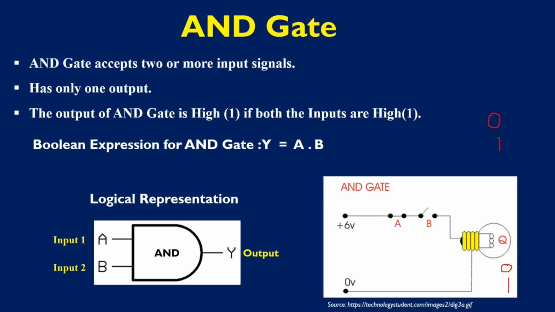If you see in this diagram, the light glows only when both switches are closed. That is, when A is 1, B is 1, then only the light is glowing here. The light doesn't glow if any one of the switches is open. That is, if any one of the inputs is 0, then the light doesn't glow, which verifies the working of the AND gate.